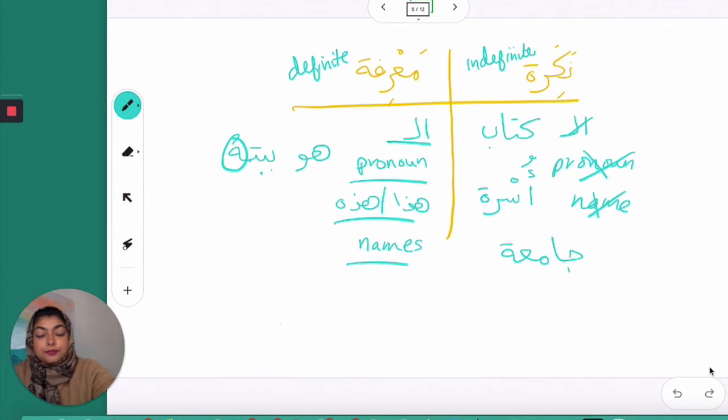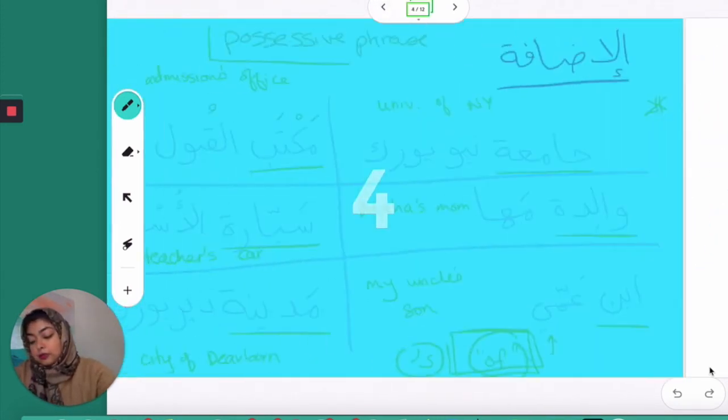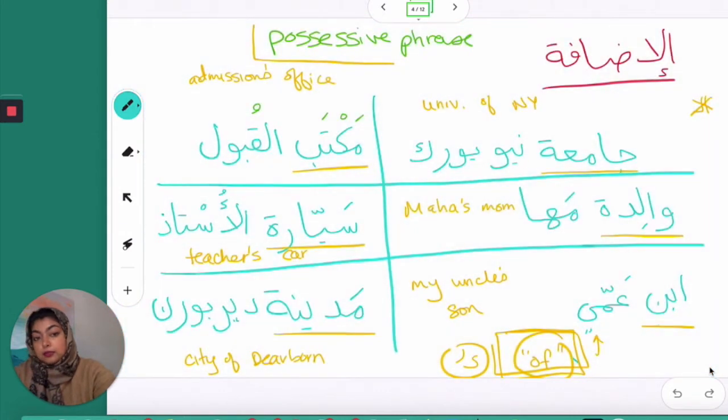New York. Ma'rifah, because it's a name. Okay? Good. What about Maha? It's also a name. Ammi. It's not a name, but whose uncle am I referring to? I have the ya there. My uncle. Al-Qubul starts with what two letters? Alif Lam. So that's also ma'rifah. Al-Ustad. Ma'rifah. Dearborn. The name of the place. Ma'rifah. So all of the second words are ma'rifah.